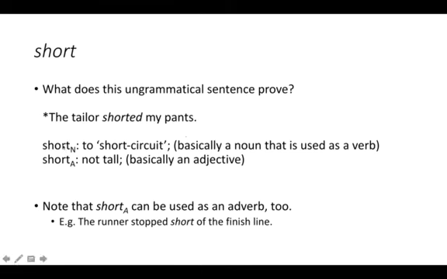Why? Well, it seems like the best analysis is that we have something that's basically a noun, short, the noun in English, which is then used to mean to short circuit. So it's basically a noun, a short circuit, that we then use as a verb, to short circuit. So when the tailor shorted my pants, well, it seems like it means that he somehow short-circuited your pants, which doesn't make any sense. But maybe you're trying to say he made your pants shorter.